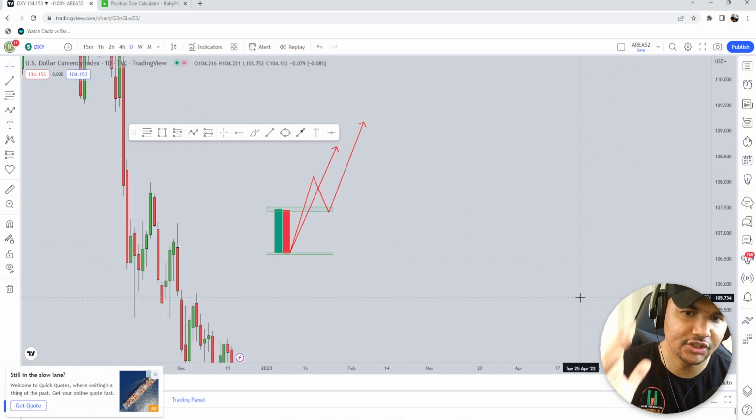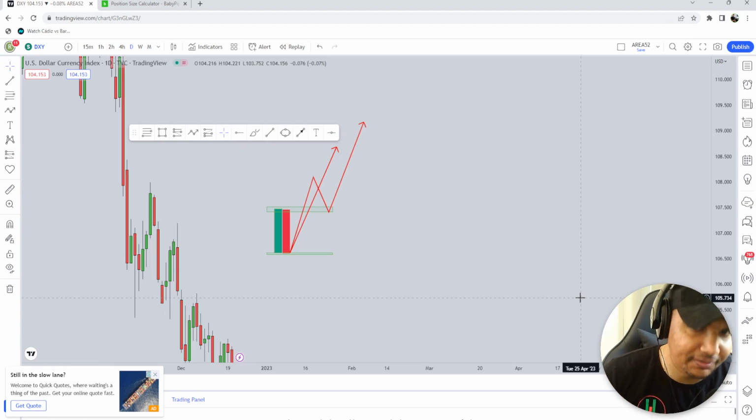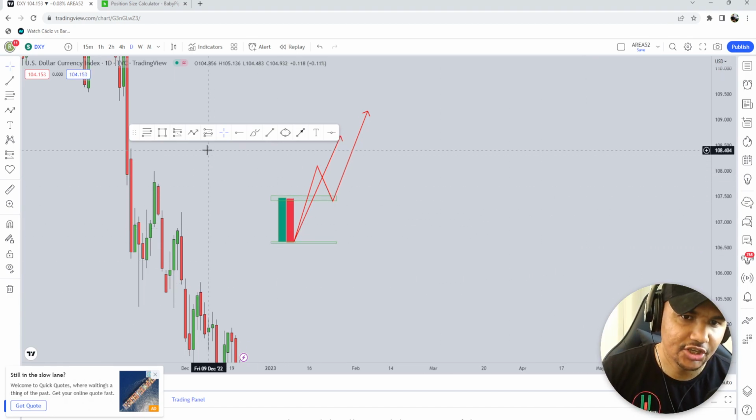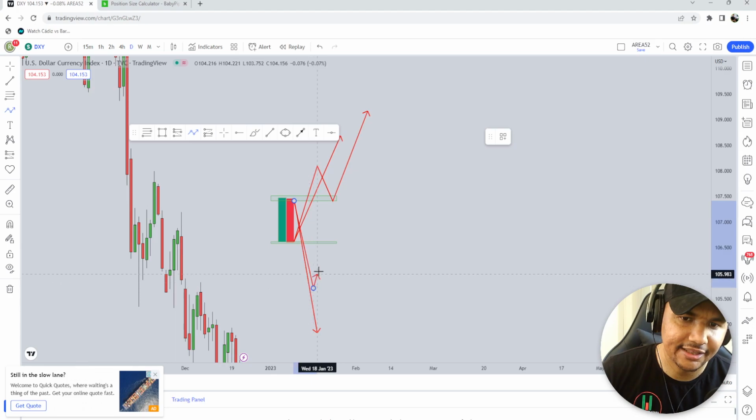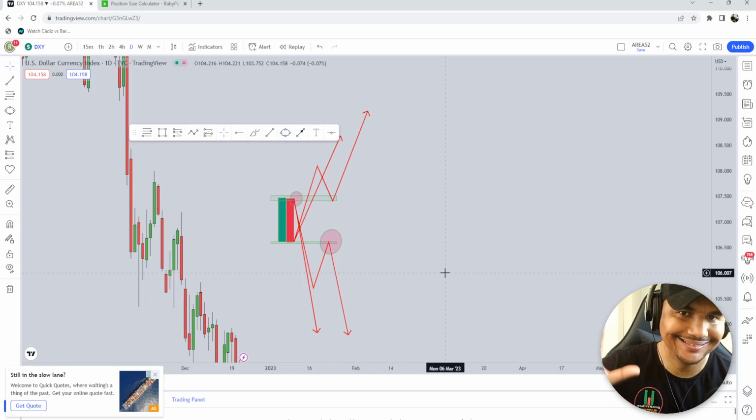But these are the two places that you will buy nowhere else, my friends. The next place you will sell is either at that location there, or at this location. These are the two safest places to sell, and these are the two safest places to buy. Now, we sell at resistance and we buy at support.